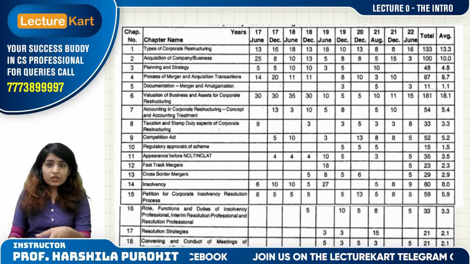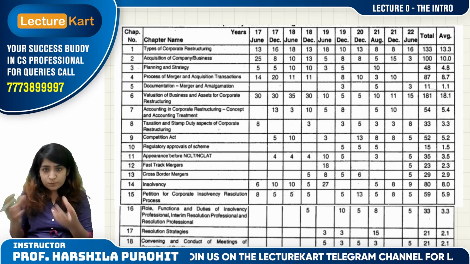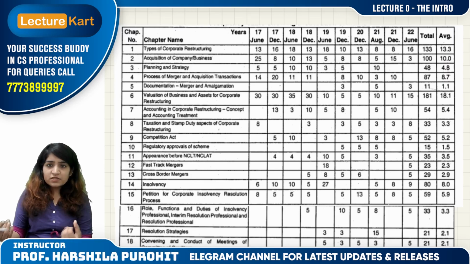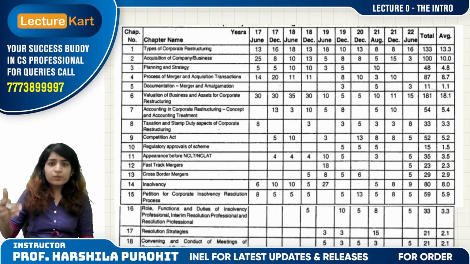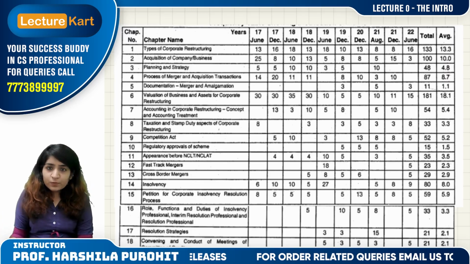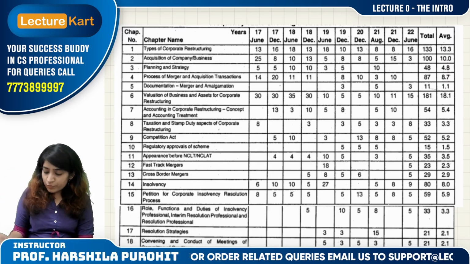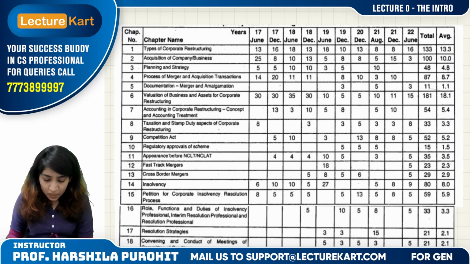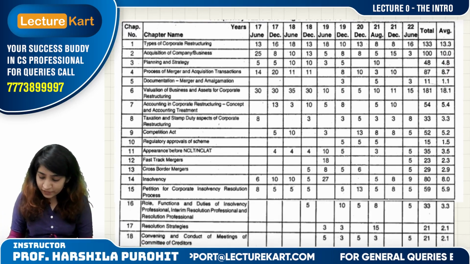Now this may vary also because of the options that are given to you. So don't take it prima facie that 13.3 marks is definitely going to be asked from this paper. There may be a possibility that around 8 marks of these are from optional questions. Okay, acquisition of company, business planning and strategy: 10, 4.8, 8.7.